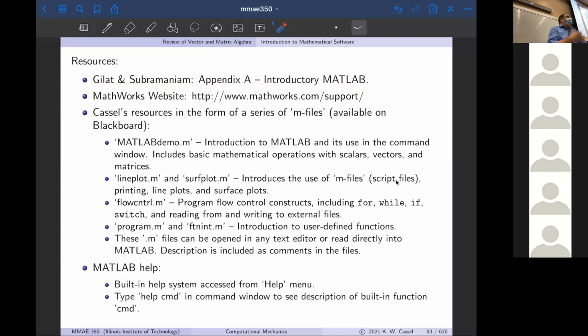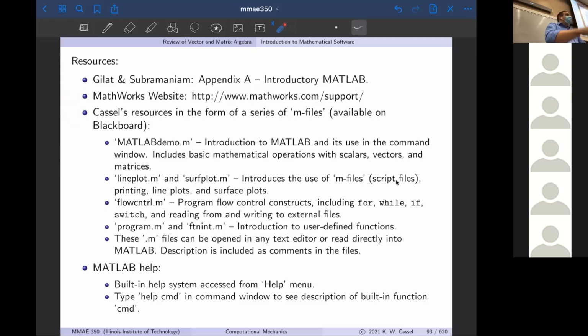So it's a decent book. I wouldn't say it's the best numerical methods book, but if you're interested in doing numerical methods in MATLAB, it's a fairly good resource. You can also, of course, look at the MathWorks website. I have placed some M files on Blackboard. I'll be honest, they're old. I have not updated them because I don't use MATLAB on a regular basis. But if you are using MATLAB, everything that you need to be able to do is in there somewhere.